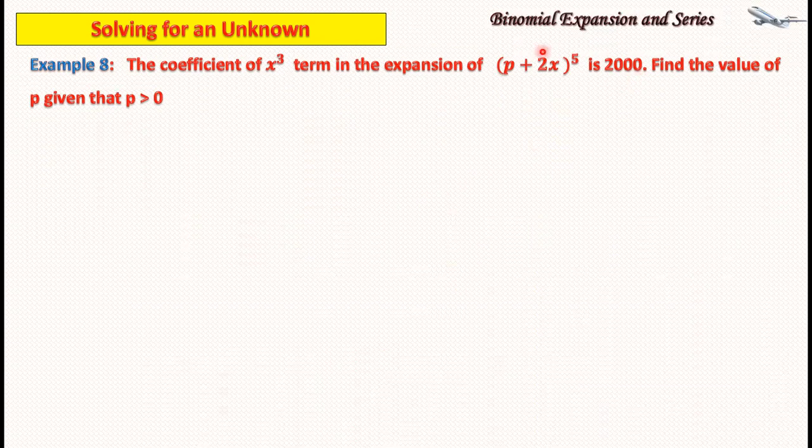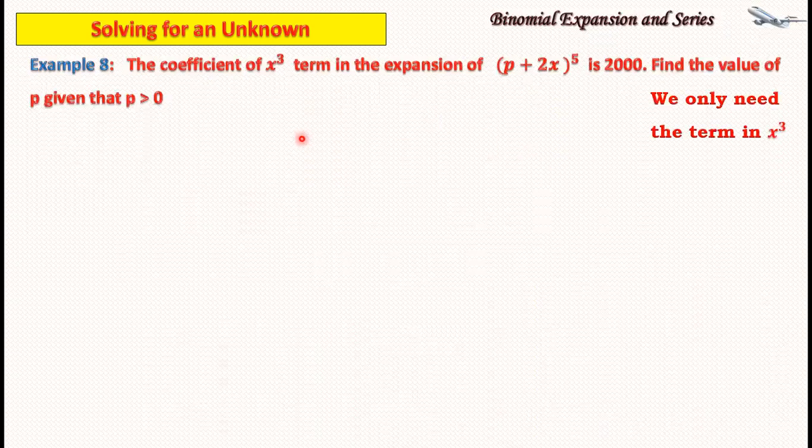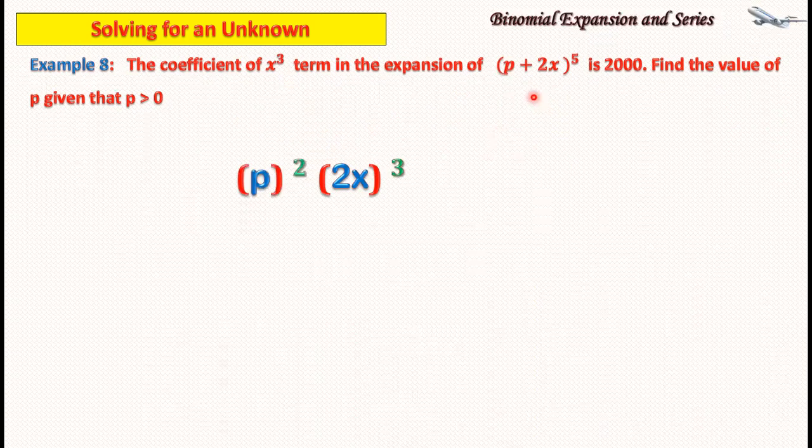So you're being told that the coefficient of x to the power 3 is 2000. Of course, from example 7, we know how to find the coefficient of x to the power 3. So let's see how we find this coefficient. The coefficient here is going to be, we start with this 2x, and it should be to the power 3, so (2x) to the power 3. The next one is this p, so I'm going to have p to a certain power. The power of p must be 2 because the sum of these powers must be equal to 5.